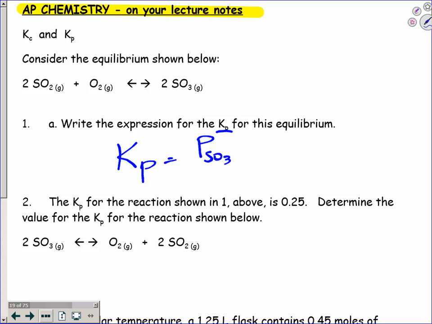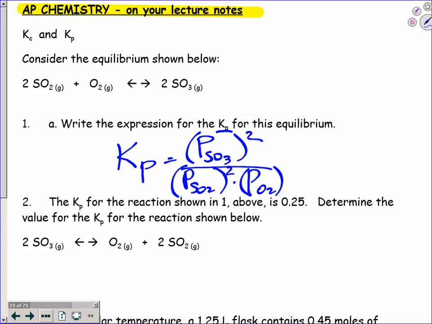Sulfur trioxide. Okay, keep going, William. Over that's sulfur dioxide to the second power. So partial pressure of sulfur dioxide to the second power. Keep going, Gigi. Times partial pressure of oxygen. Good. Okay, so that's our Kp expression.